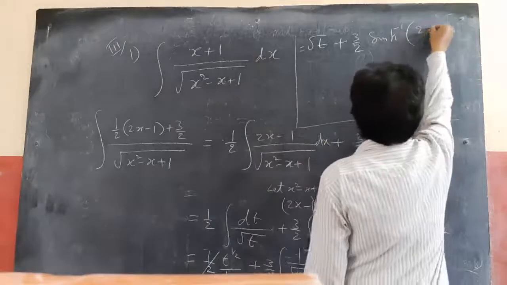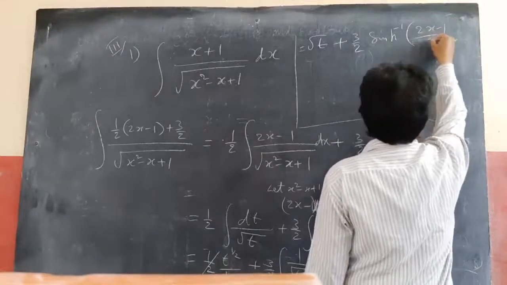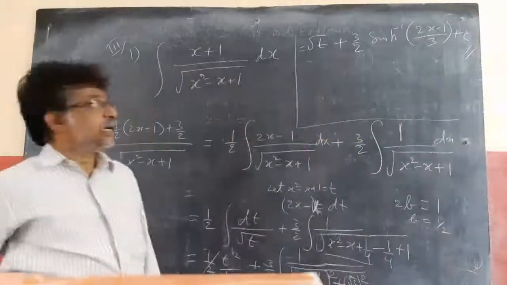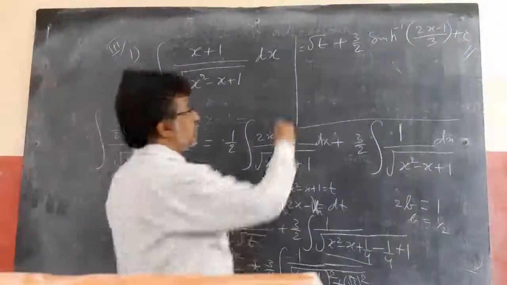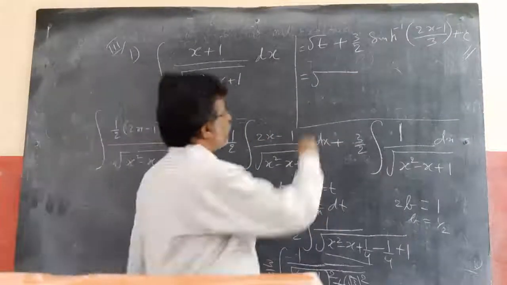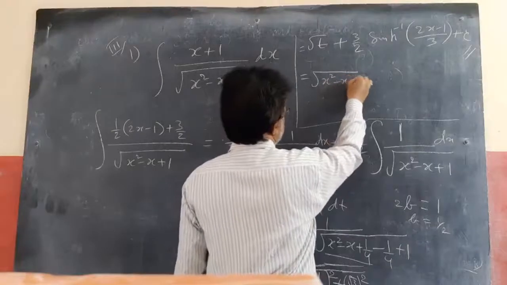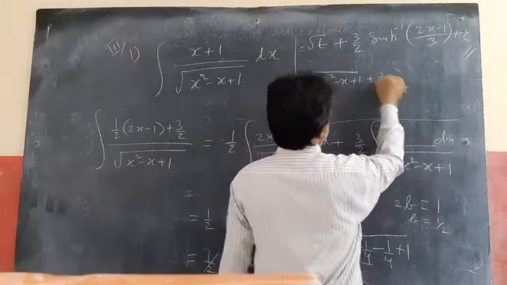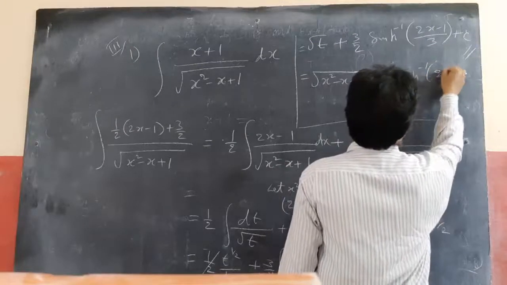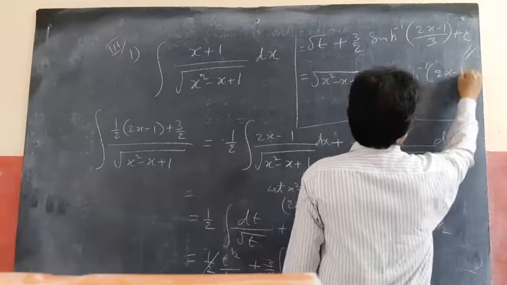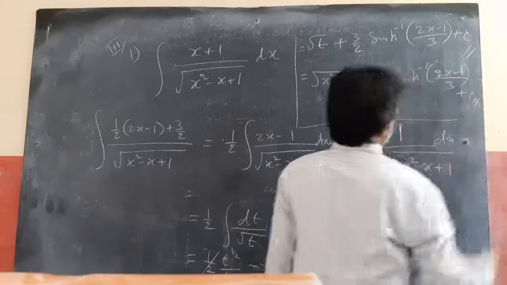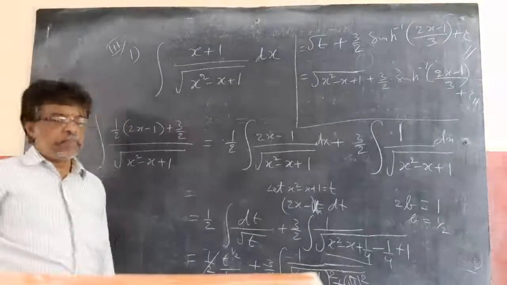By taking LCM, 2x minus 1 by 3 by 2. The 2 cancels by 3, and this is your final result: root t plus so and so. What is root t? T means back substitution. T is the root of x square minus x plus 1, plus 3 by 2 into sin h inverse of 2x minus 1 by root 3, plus C.